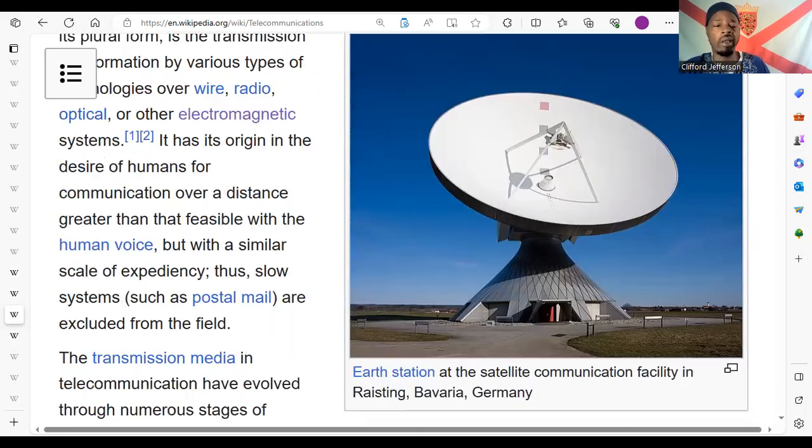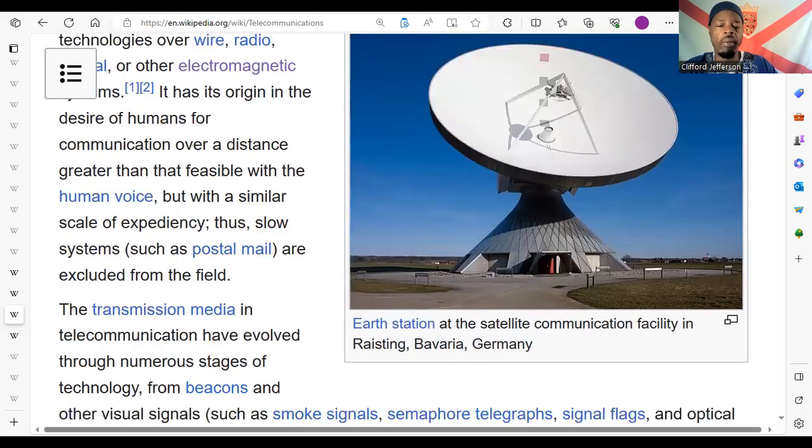It has its origin in the desire of humans for communication over a distance greater than is feasible with the human voice, but with similar scales of expediency, thus slow systems such as postal mail are excluded from this field.